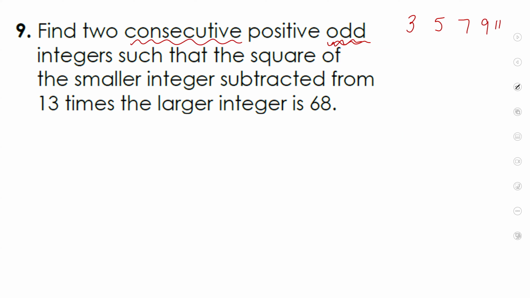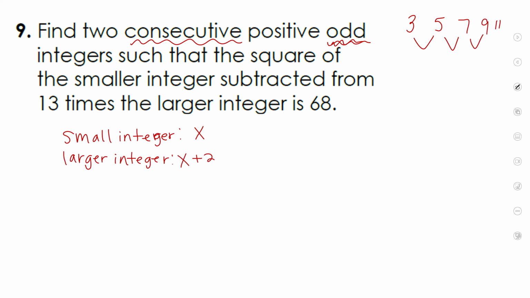Okay? So what I'm going to do is represent my smaller integer as x. And then the larger integer, guys, if I'm at my odd number, how did I get to the next one? +2. So my next number is x plus 2. So that's how we're going to represent our two numbers. It goes up by 2 every time when we're talking about odd numbers. So this is my first number, this is my second number. Does that make sense so far?